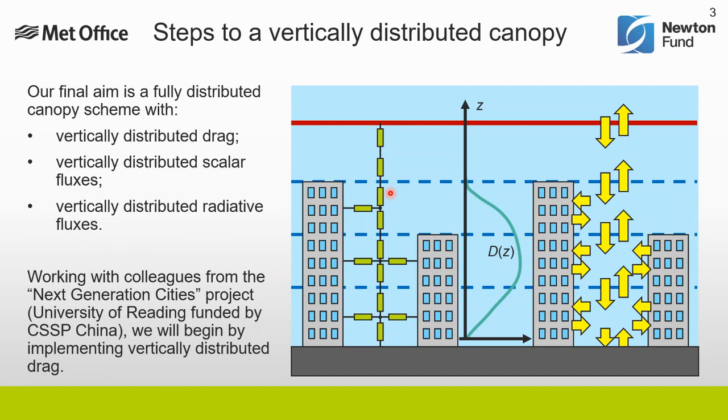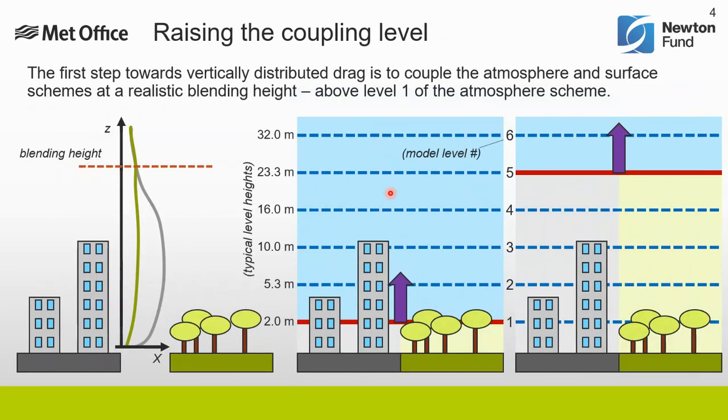So this is obviously a big problem, so we've decided to start on one part of this problem, which was initially to work on vertically distributing the drag. And that was a decision made with colleagues at the University of Reading. We made a big plan, and we decided to start with the drag. So our first step to dealing with the drag is dealing with the coupling level being really, really low down. So what we actually want to do is raise this coupling above the canopy, ideally to something called the blending height.